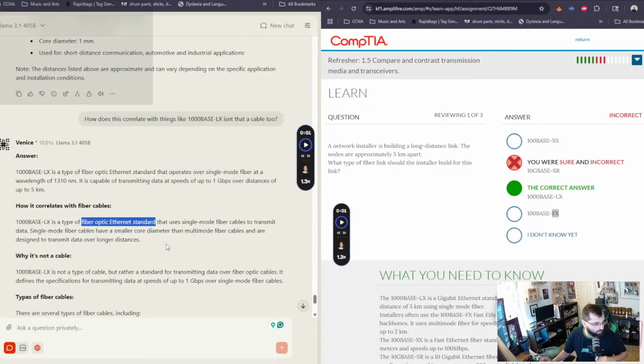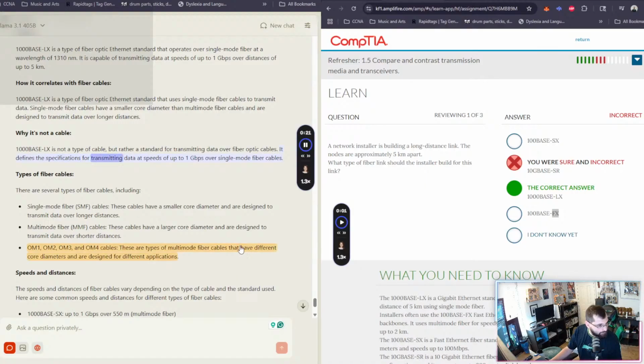So what we were just figuring out is that this LX is a type of fiber optic Ethernet standard. 1000BASE-LX is a type of fiber optic Ethernet standard that uses single-mode fiber cables to transmit data. Single-mode fiber cables have a smaller core diameter than multi-mode fiber cables and are designed to transmit data over longer distances. Why it's not a cable: 1000BASE-LX is not a type of cable, but rather a standard for transmitting data over fiber optic cables. It defines the specifications for transmitting data at speeds of up to 1 Gbps over single-mode fiber cables.